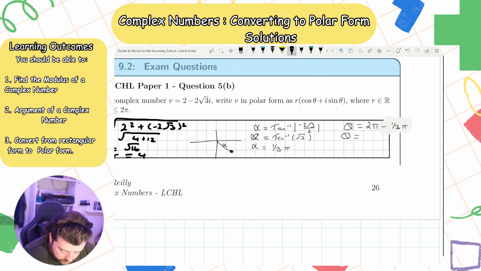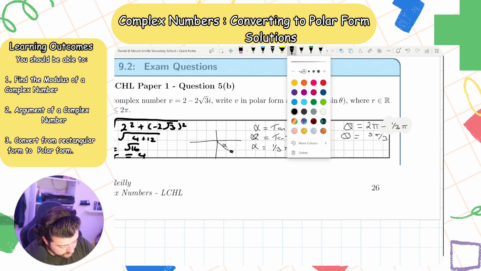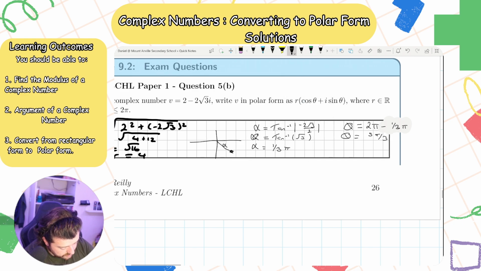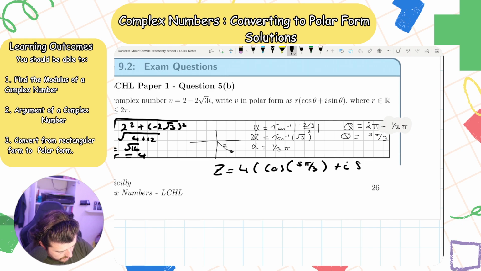Theta is equal to 5 pi over 3. So my final answer is going to be equal to 4 times cosine 5 pi over 3 plus i sine 5 pi over 3. That's my final answer there.